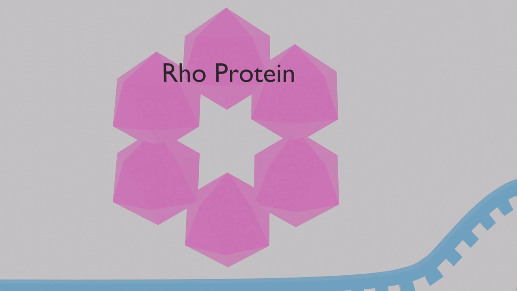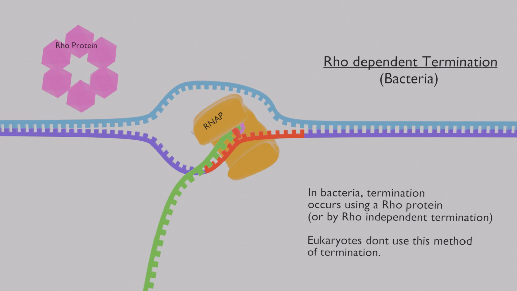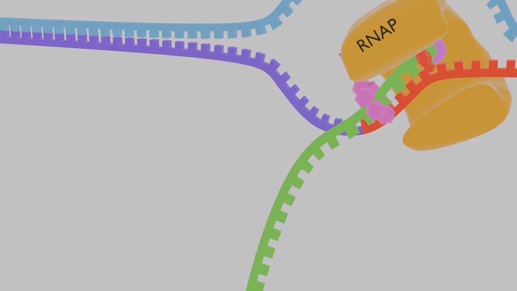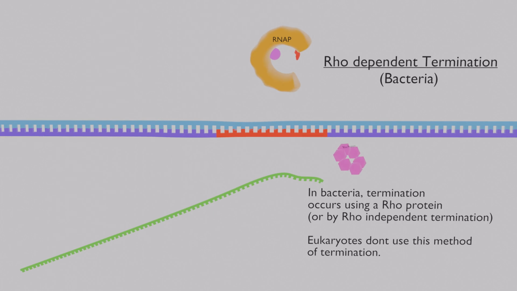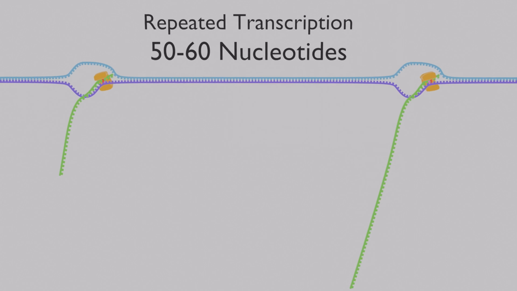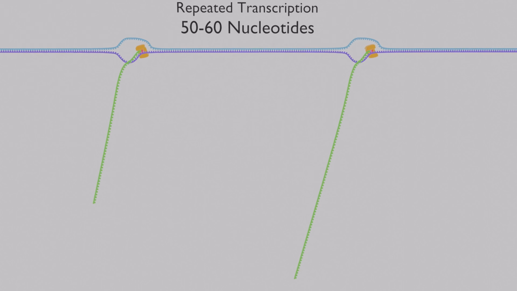The next involves a protein factor. In bacteria, this is called rho-dependent termination, as it requires a rho protein which inserts into the main channel of the polymerase complex and separates the RNA-DNA hybrid. Repeated transcription can occur once RNA polymerase has polymerized 50 to 60 nucleotides.